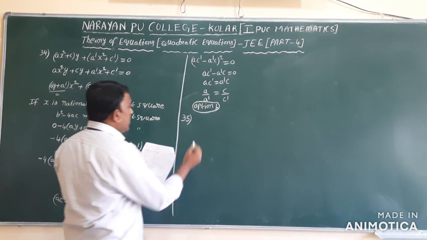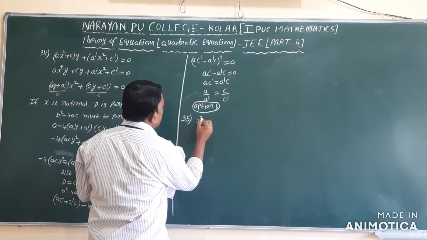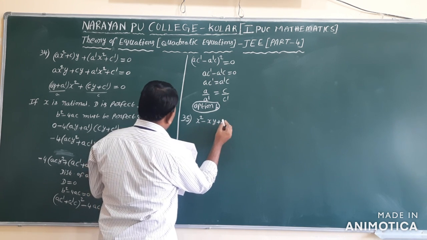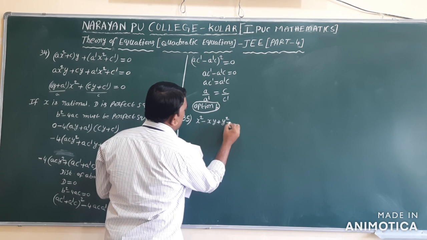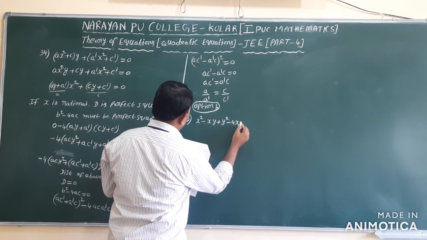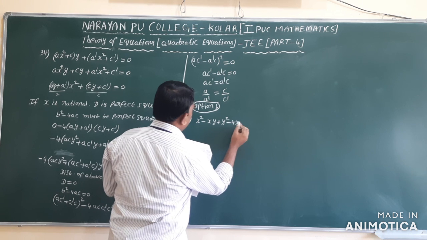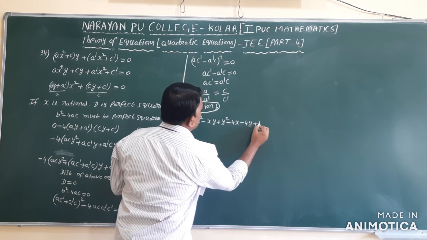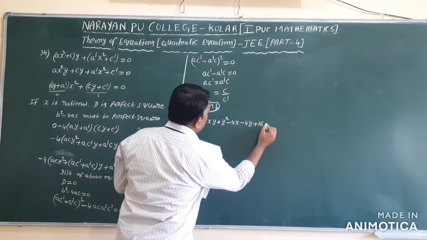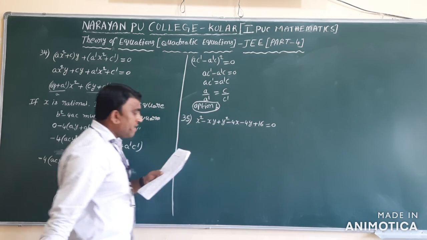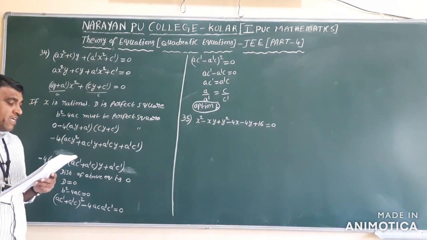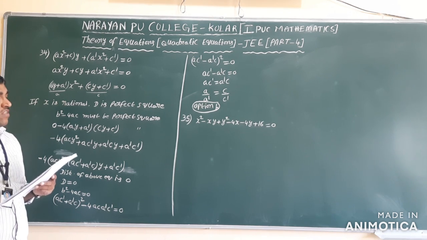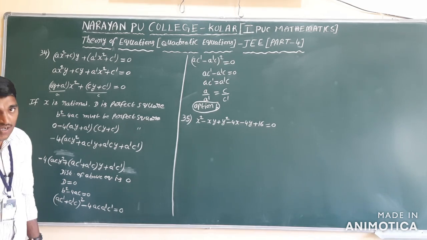If x square minus xy plus y square minus 4x minus 4y plus 16 equal to 0, an equation in x and y has only one real solution, then values of x and y is what?